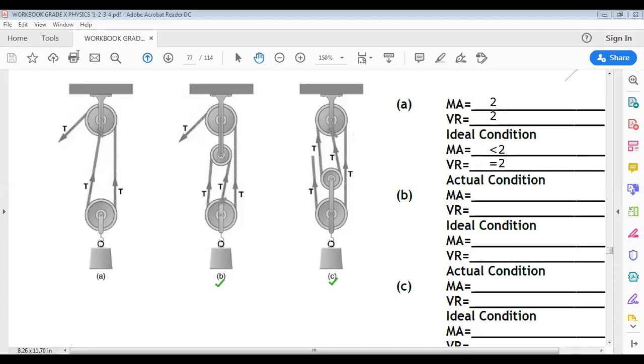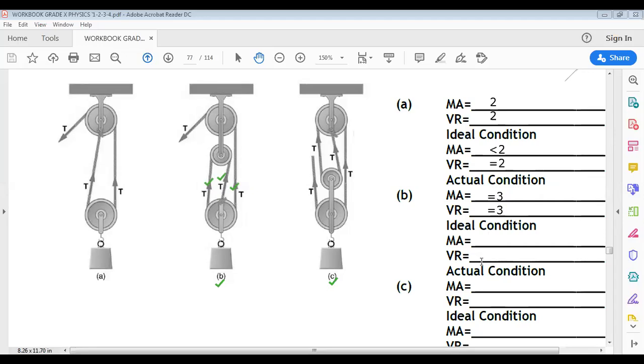You have to just count the number of strings supporting the movable block. You will find this one is supporting the movable block, this is supporting, and this is also. So how much is the MA and VR? You will find your MA is coming out to be 3 and your VR is also 3. That's the ideal case. Now tell me, what about the actual condition of MA and VR?